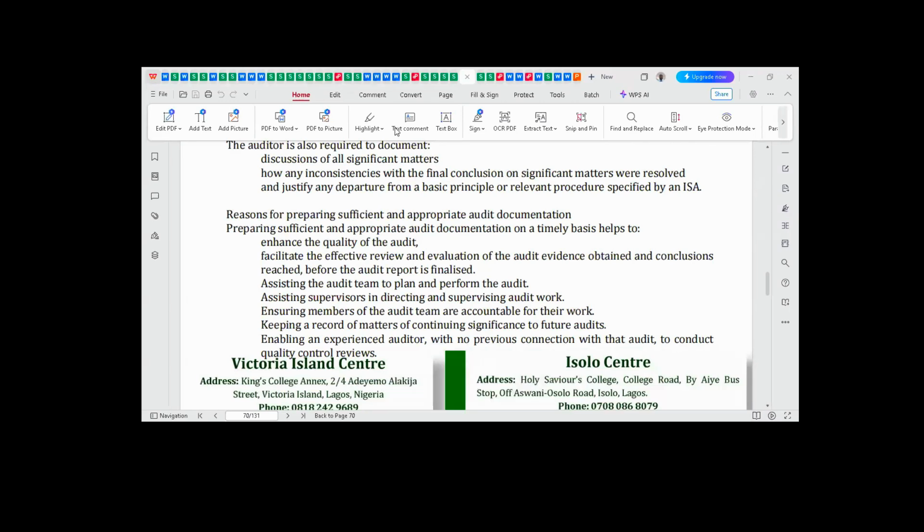Now, someone is asking a question: what's the difference between audit plan and audit documentation? I will answer you this way. Audit plan is embedded in audit documentation. That is, part of audit documentation is your audit plan. Do you understand? I hope it's clear. So that is the answer to your question.